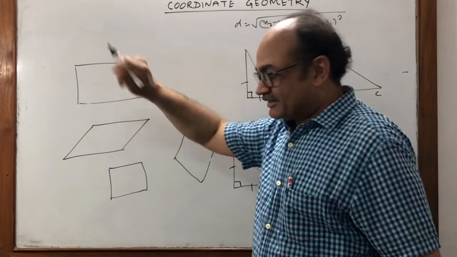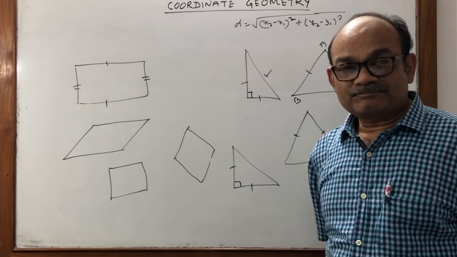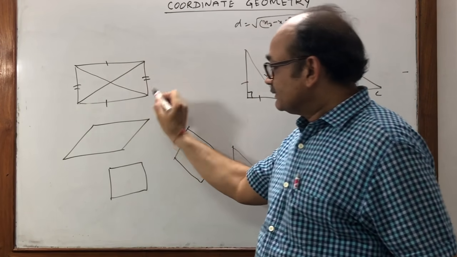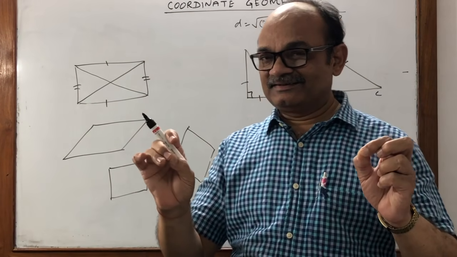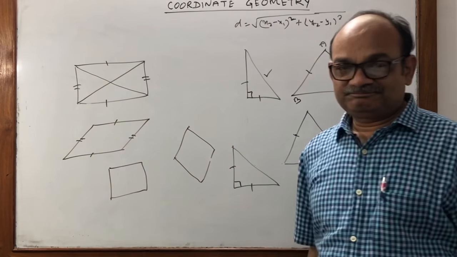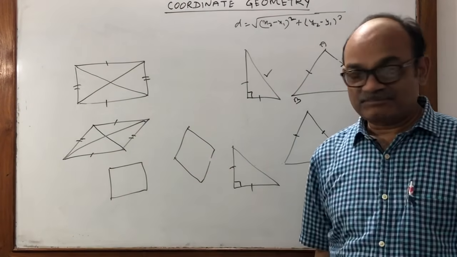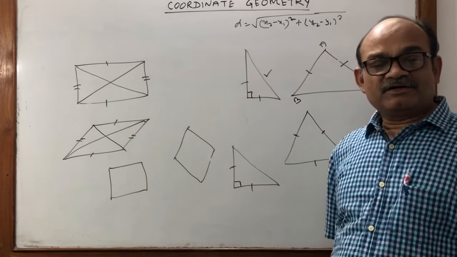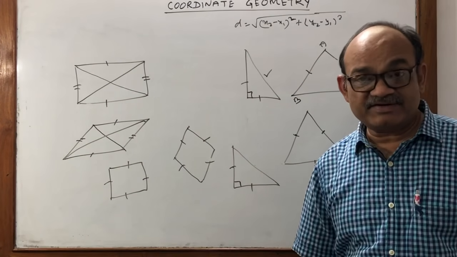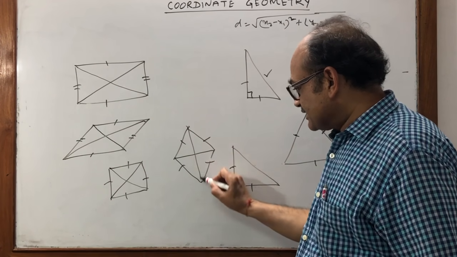Now the four-sided figures. If opposite sides are equal and both the diagonals are also equal in length, the conclusion is that it is a rectangle. But in a parallelogram, see the major difference: opposite sides are equal but the diagonals are different in length. The same thing applies to square and rhombus. All four sides are equal in a square as well as in a rhombus, but the major difference is that in the square the diagonals are equal, while in the rhombus the diagonals are unequal.